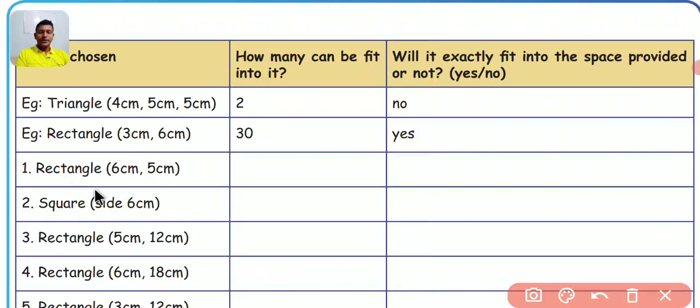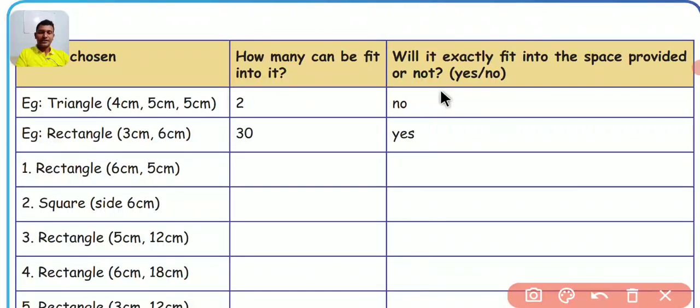So in this way you have to take all the values, and you have to try if you can fix that rectangle. You have to write how many squares and how many rectangles are there here. Okay, here we can fix it exactly or not. You have to write by using that square or rectangle.